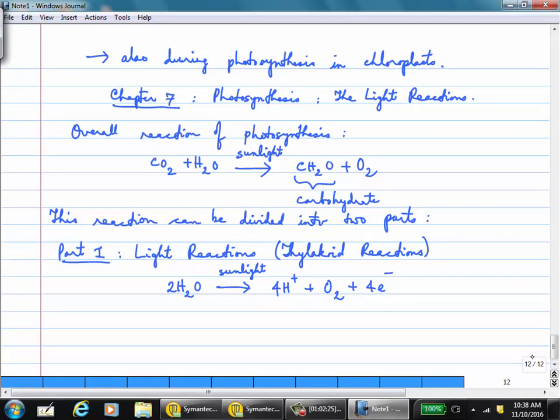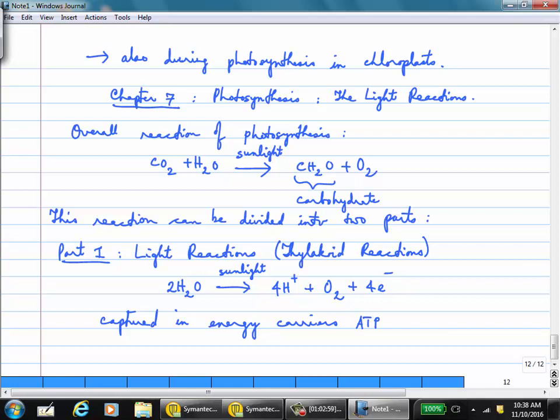Now the energy that is released in the form of these electrons is actually captured in energy carriers. And what are the energy carriers that are possible? Based on what we have already learned in this course, what are the possibilities? Which are the molecules that can carry energy? Yeah, go ahead. And which molecule can carry high energy electrons?